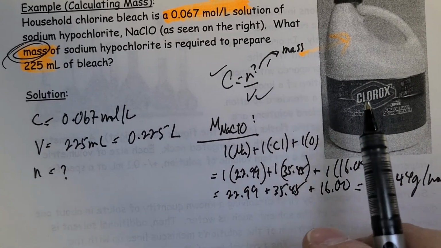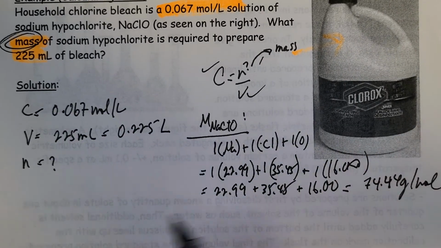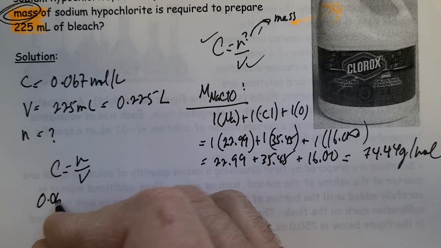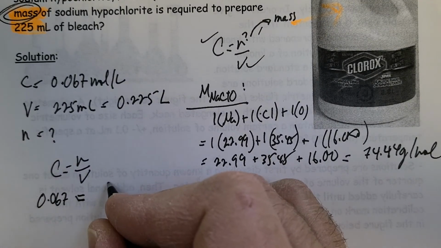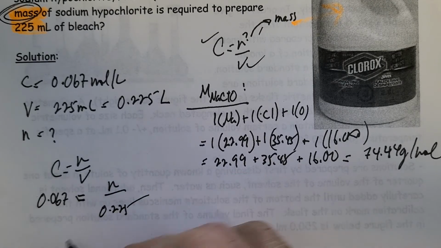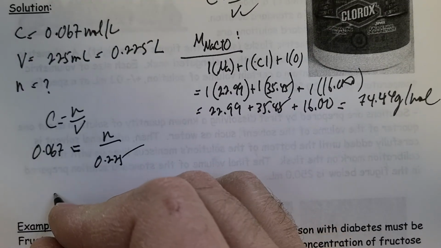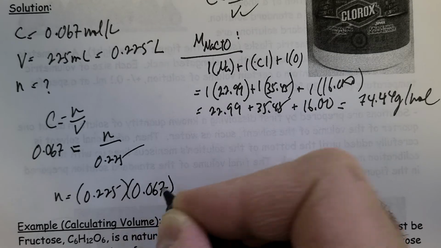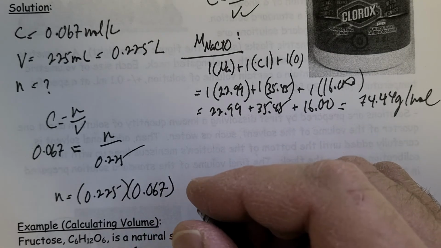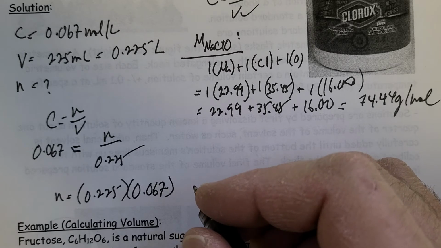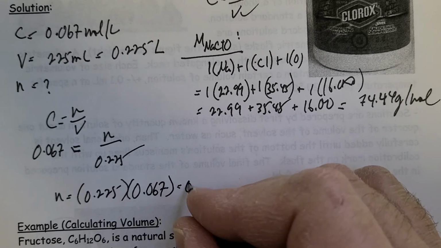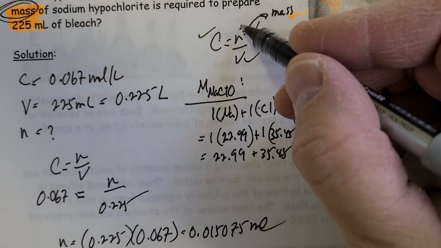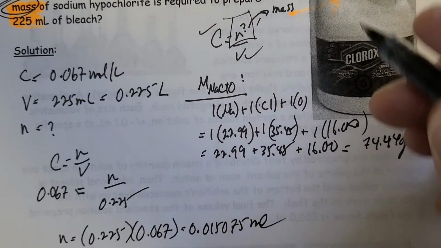I'll have to multiply by that to get the number of grams. So C equals n over V. So C, 0.067, equals n over 0.225. So I know I'm going to have to multiply each side by 0.225. So 0.225 multiplied by 0.067. That is going to give me 0.015075 moles. Okay, so I now know what the number of moles are.